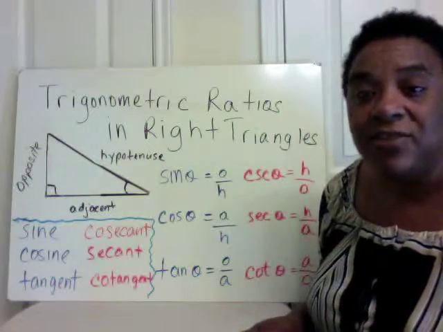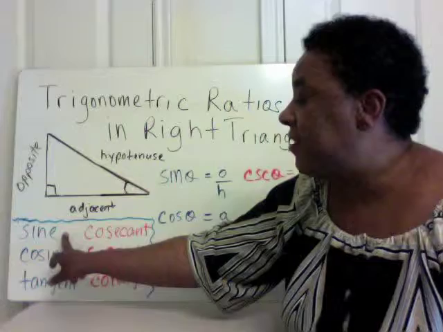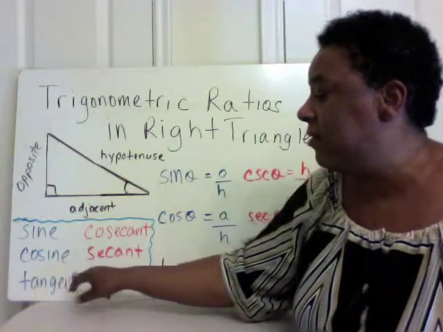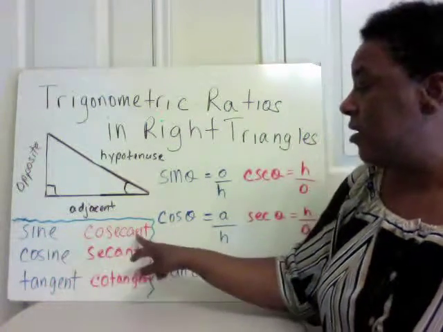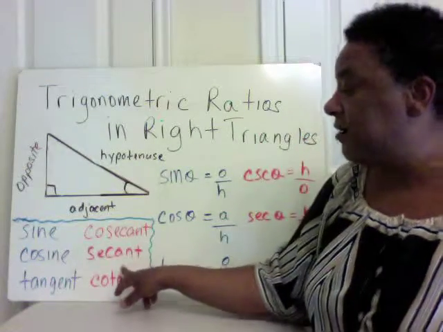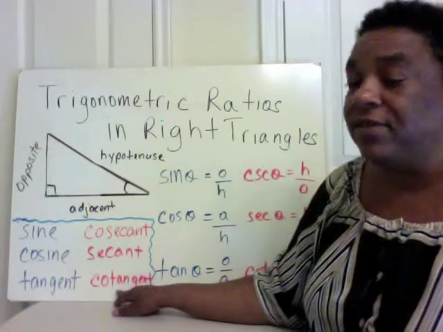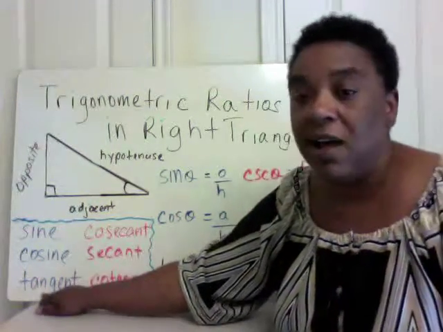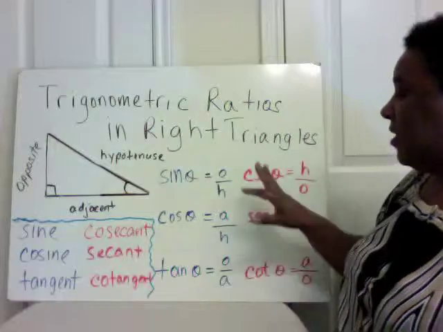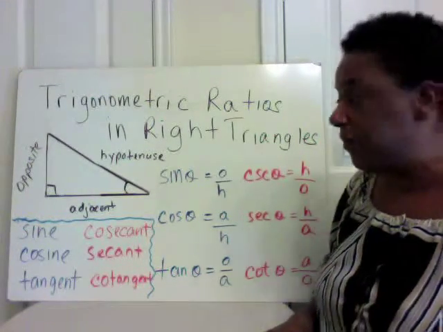Now we have 6 trigonometric ratios we can identify. We have sine, cosine, tangent, cosecant, which is the reciprocal of sine, secant, which is the reciprocal of cosine, and cotangent, which is the reciprocal of tangent. This is how we identify our 6 ratios.